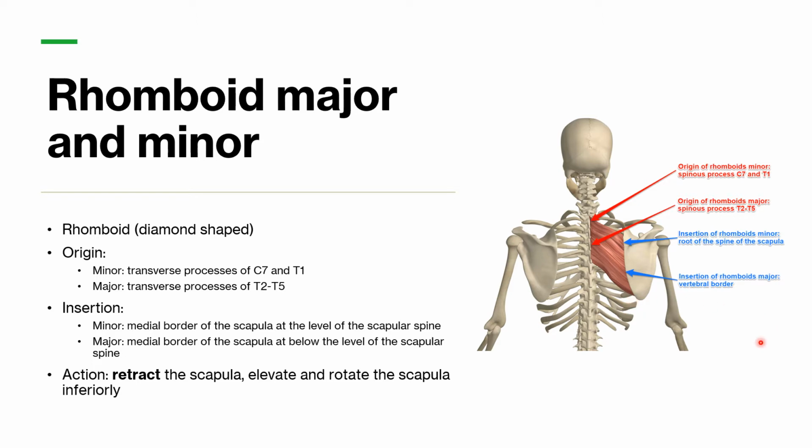What does it do? Its main action is to retract the scapula. If you look at the direction of the fiber, when they shorten, they pull the scapula, they retract the scapula backwards. And it also has other minor functions such as elevating and rotating the scapula as well.